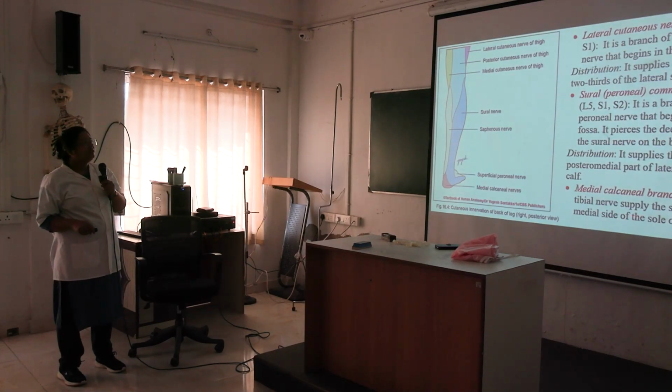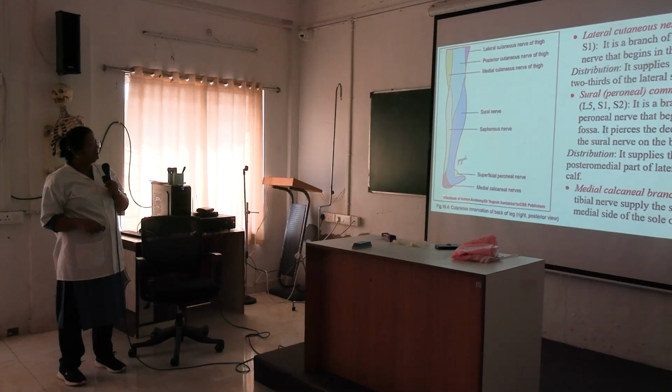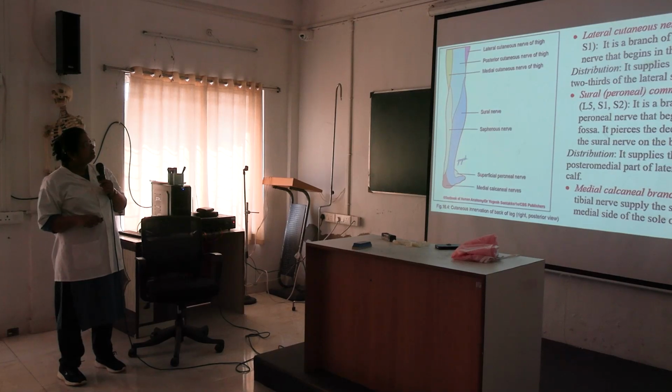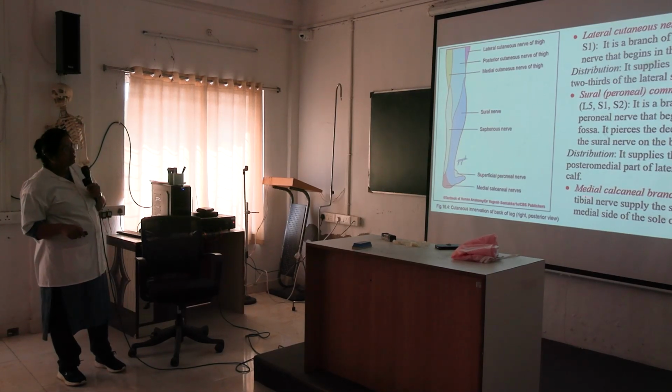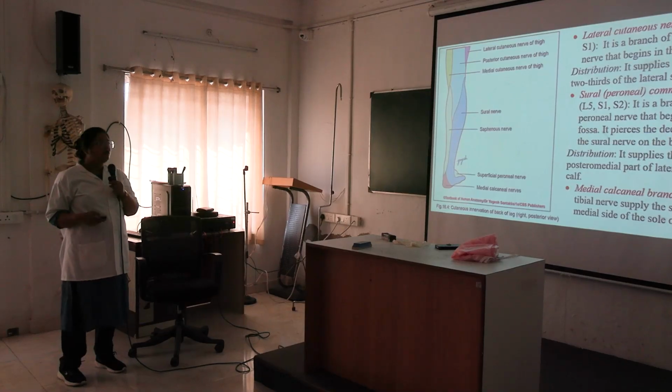Next is medial calcaneal branches here. Its root value is S1 and S2, and this is a branch from the tibial nerve, supplying the skin of the heel. You can see here, skin of the heel and medial side of the sole of the foot. Lateral side was supplied by the sural nerve, medial side supplied by this medial calcaneal branch of the tibial nerve.